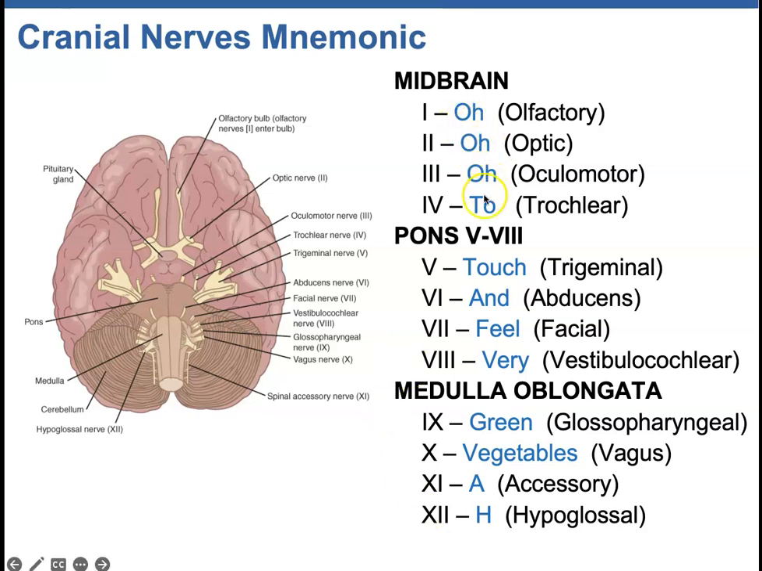So this one of O-O-O-2, touch and feel very green vegetables, right? Just a stupid way to remember the order of the actual cranial nerves.